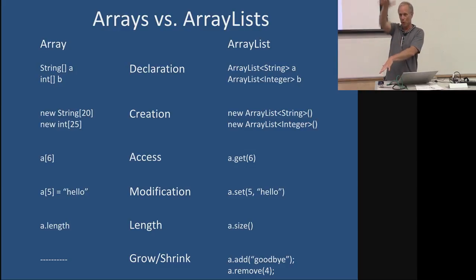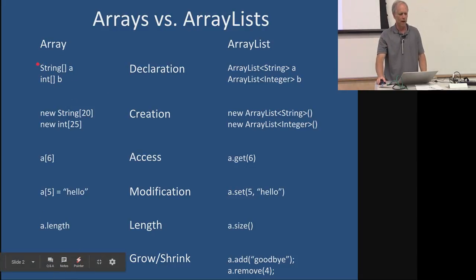They represent lists, which are very important in programs. So remember, to declare an array, the example is string followed by a square bracket. To declare an array, it's type name, square bracket, and then variable name. To declare an array list, you say ArrayList, and then in angle brackets, you give a type name like string.